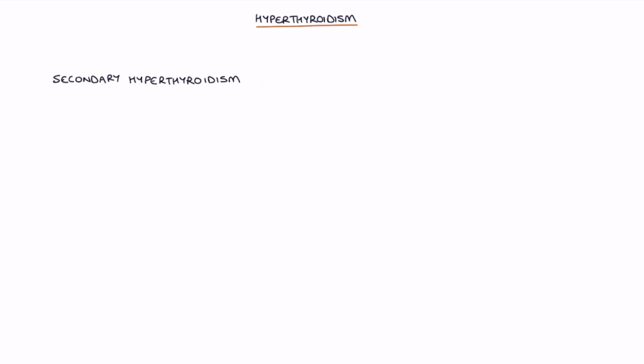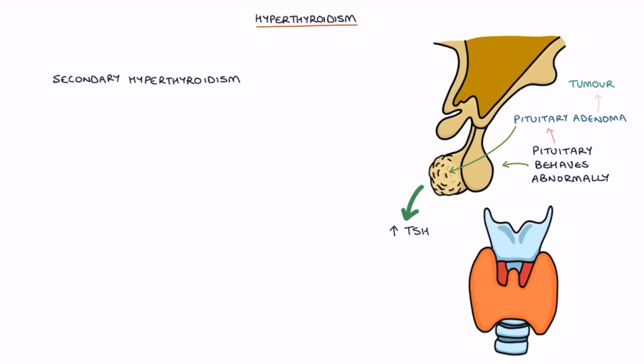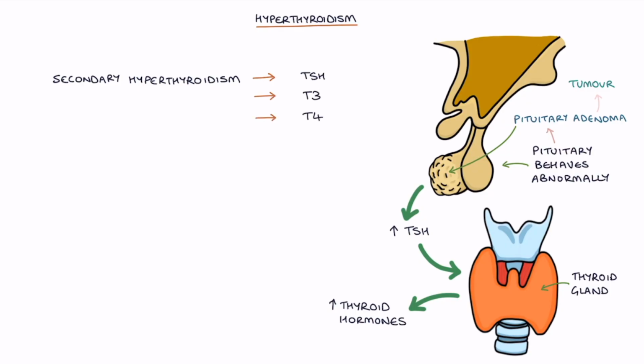Secondary hyperthyroidism is where the pituitary behaves abnormally and produces excessive TSH. This is usually due to a pituitary adenoma, which is a hormone-secreting tumor. This excessive TSH stimulates the thyroid gland to produce excessive thyroid hormones. TSH, T3 and T4 are all high.